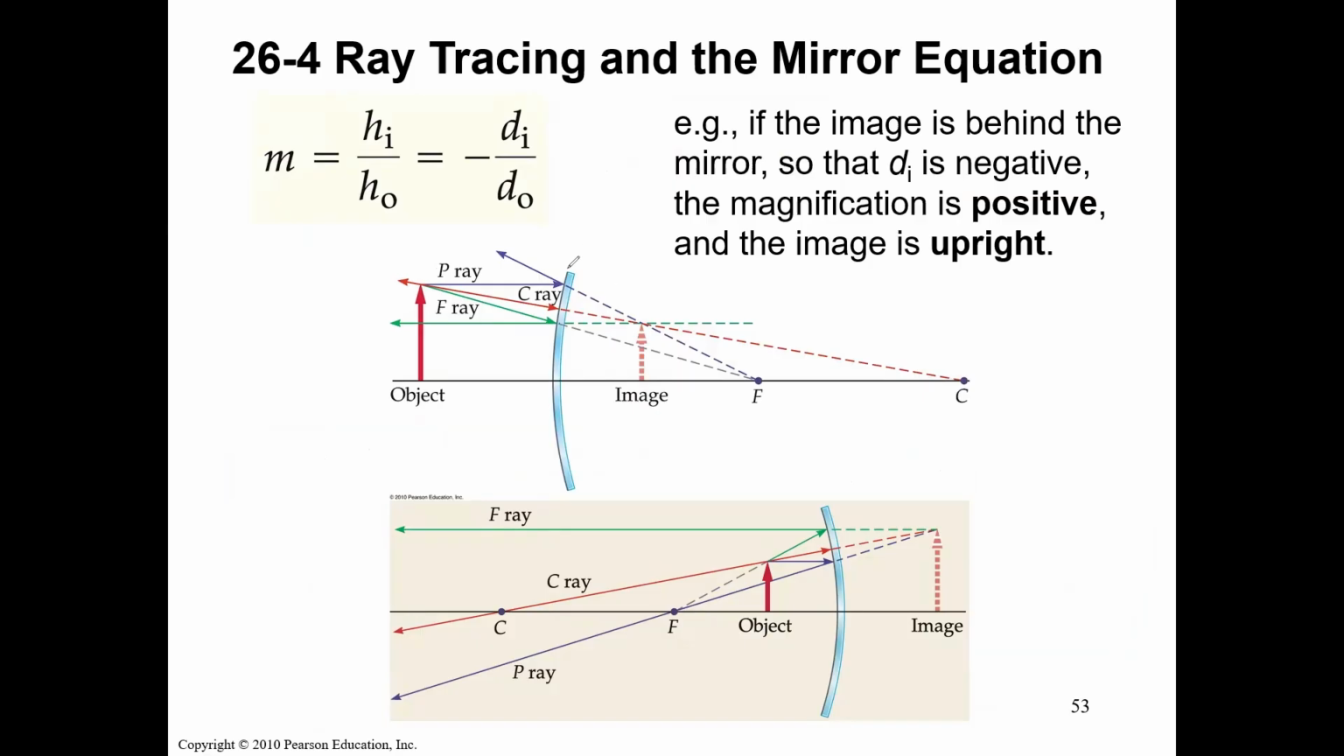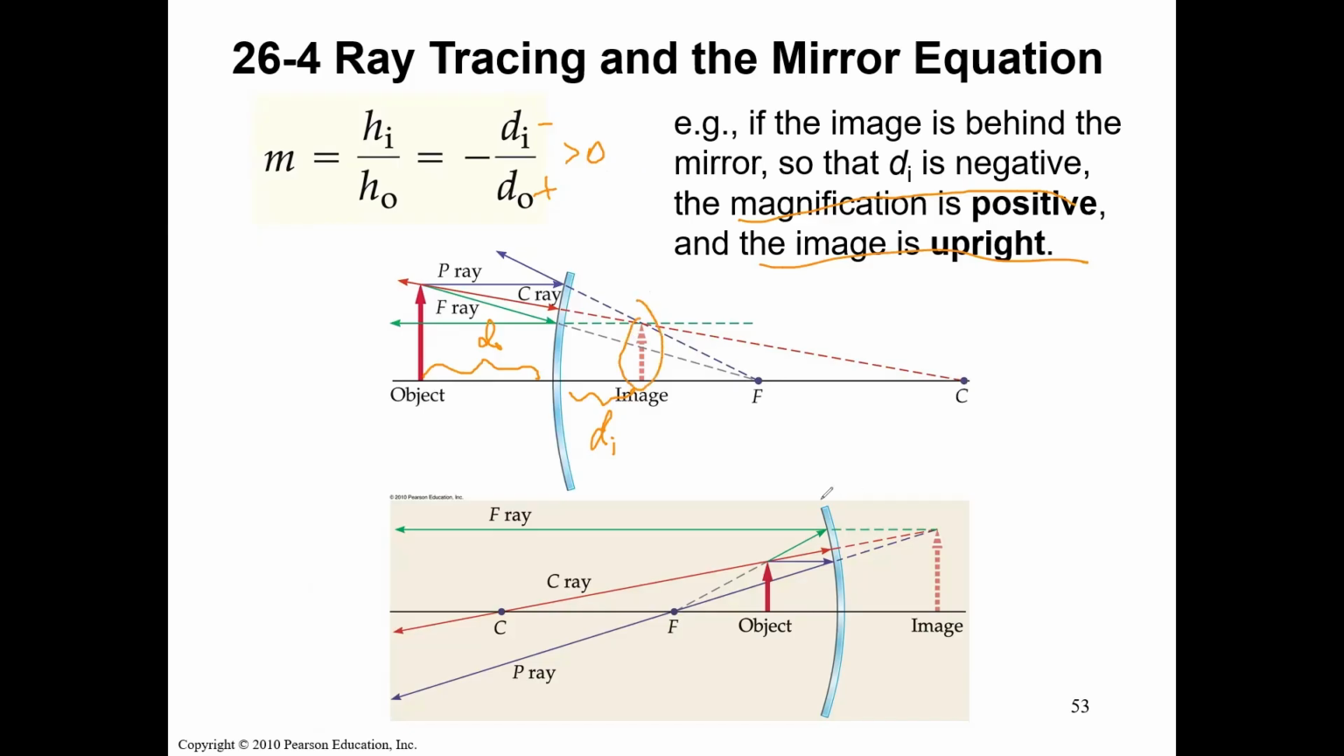Now, if we have a convex mirror, again, you can do this ray tracing and figure out where the image is. You'll find out that the object distance D_O is positive. The image distance is negative because we have an image on the other side of the mirror, behind the mirror. So this is negative, and then there's a negative sign, so this thing is positive. It tells us that the magnification is positive and the image is upright.